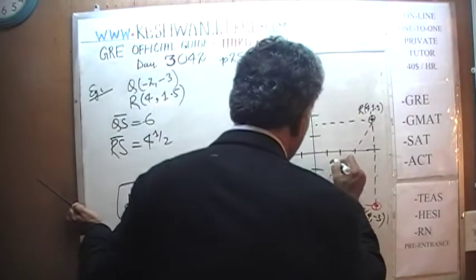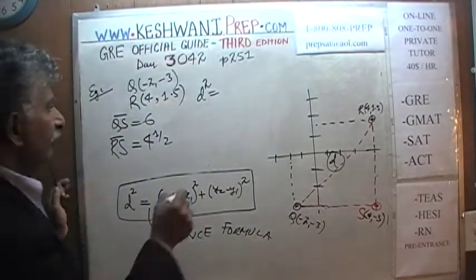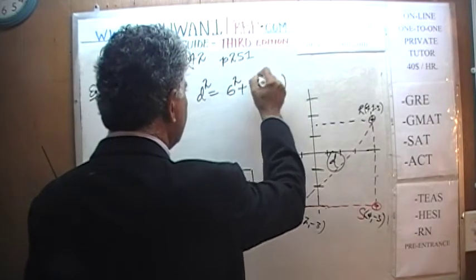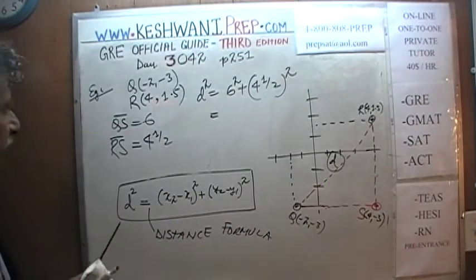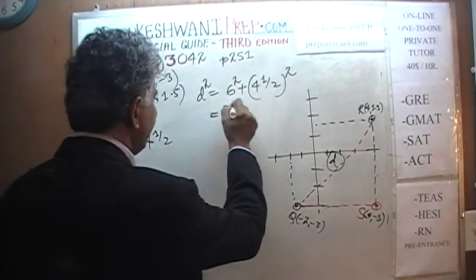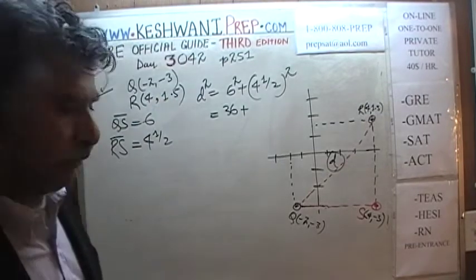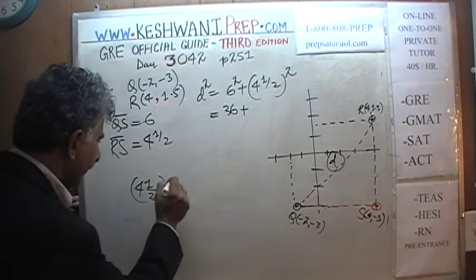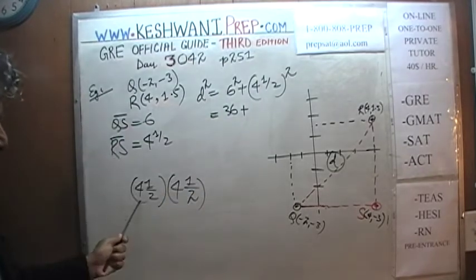Now we can figure out the distance. This is the distance we were looking for, distance d. d squared is going to be equal to 6 squared plus 4.5 squared. I'm going to erase this part now because it's getting to be too much. 6 squared is very straightforward, it's 36. How much is 4.5 squared? Let's do it out, shall we? 4.5 squared is the same as 4.5 times 4.5.